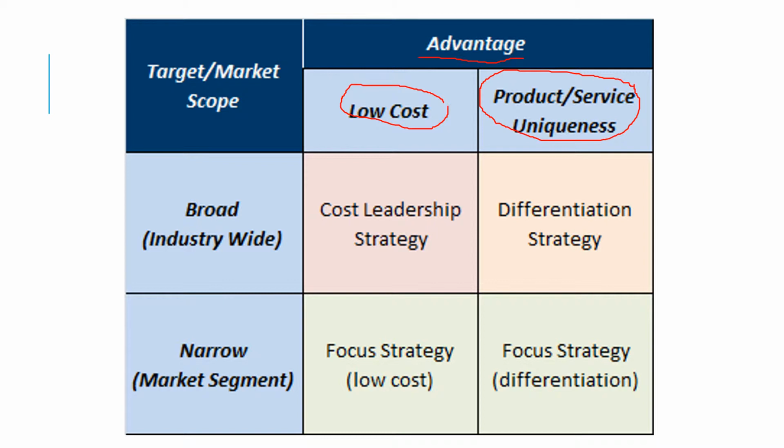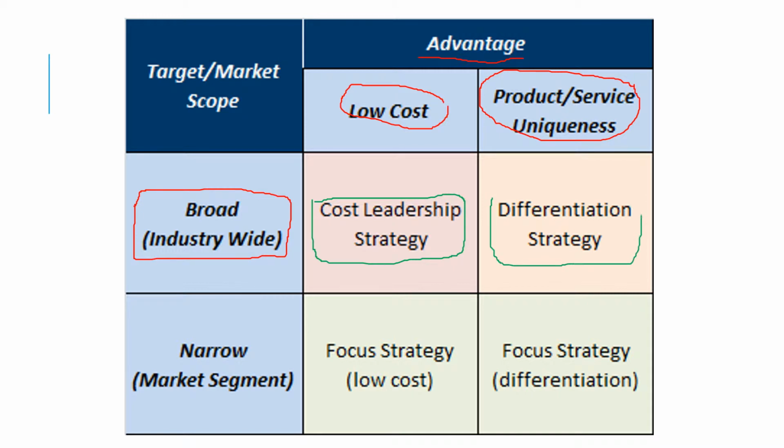And we can do that across a mass market. We can do that industry-wide. And if we try and become the lowest cost operator across the whole industry, we call that a cost leadership strategy. If we try and make our products apply to the whole industry, we try and target a mass market, but we try and make our products unique, then we call that a differentiation strategy.